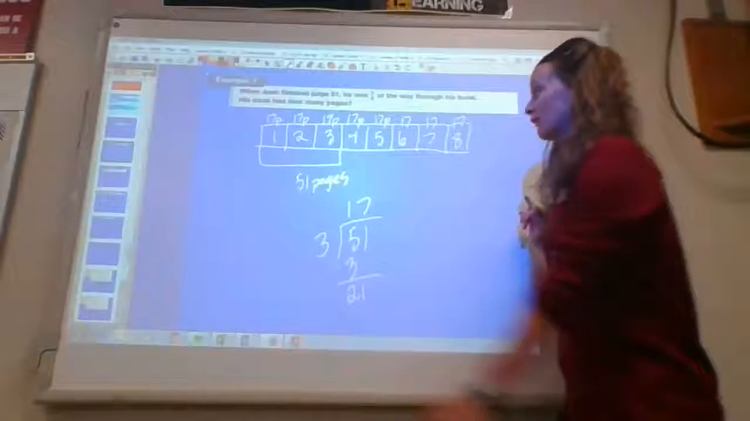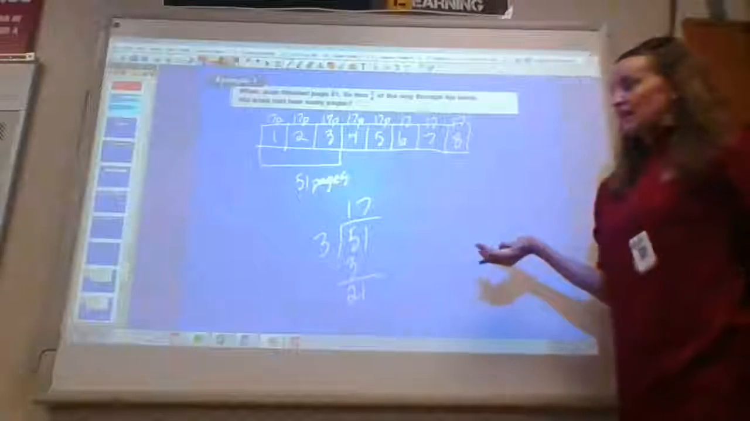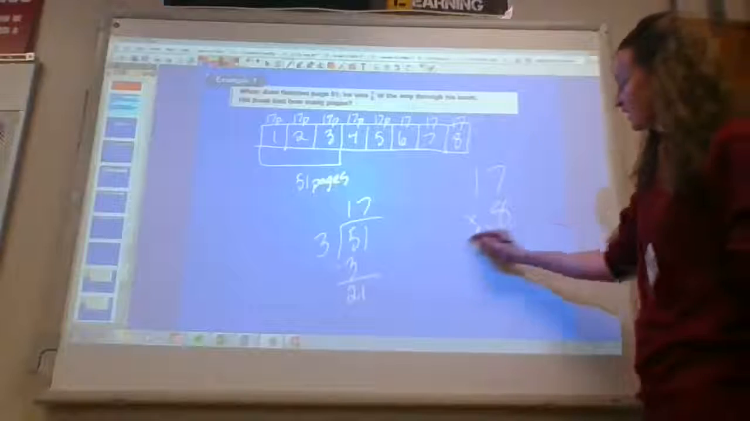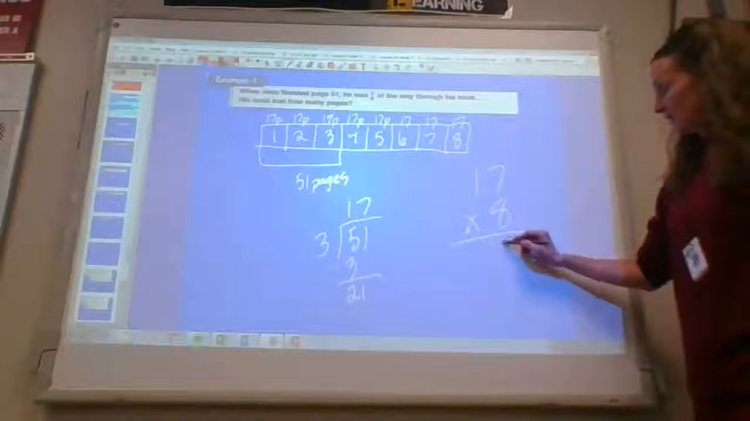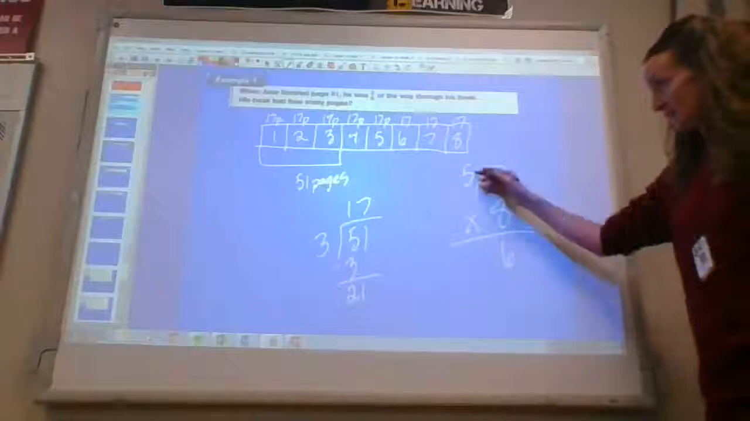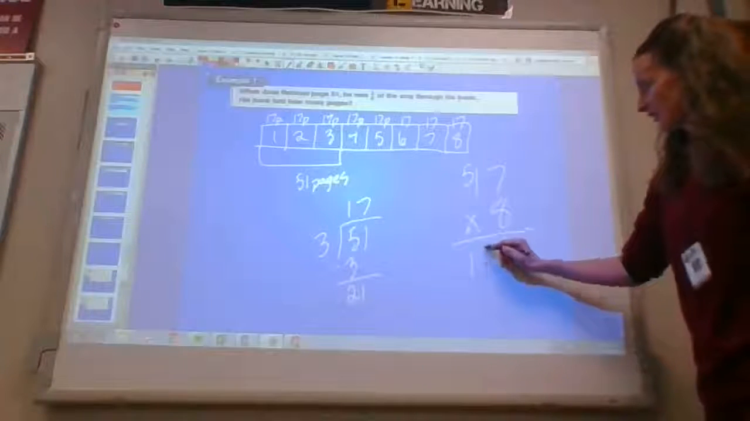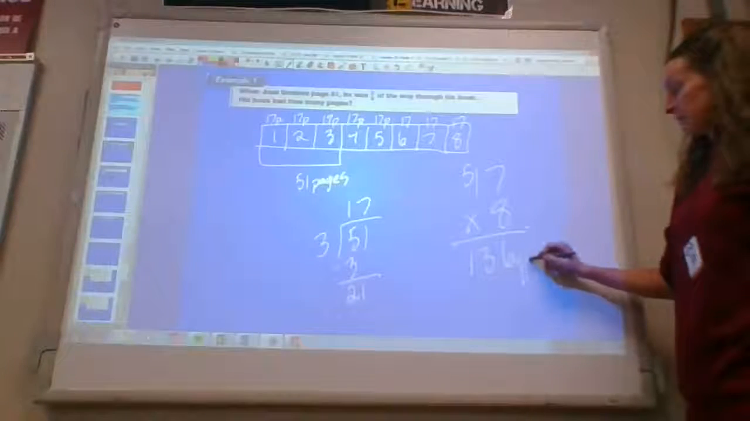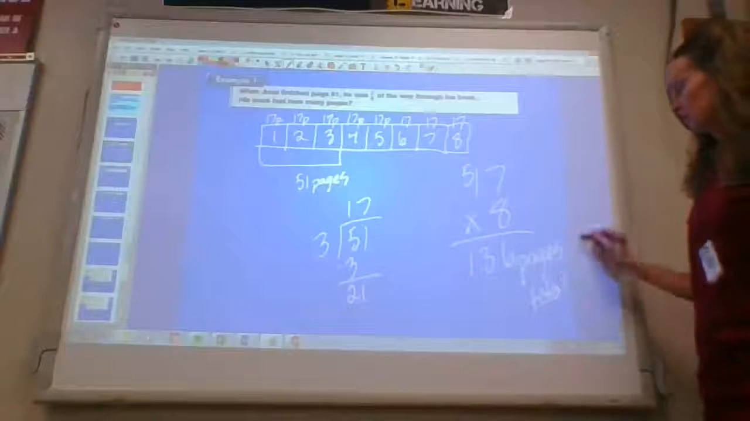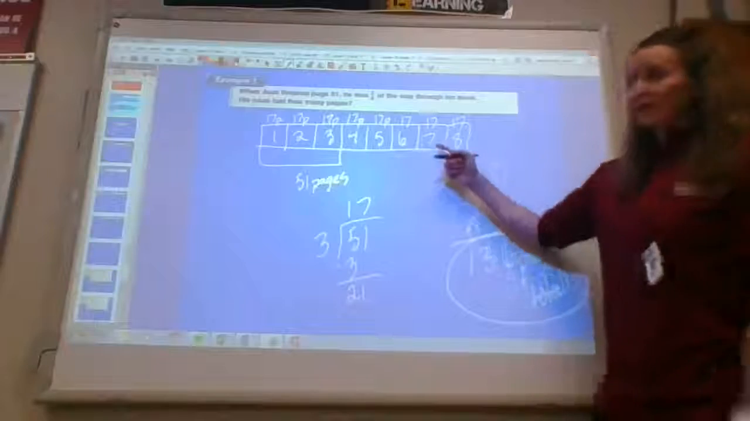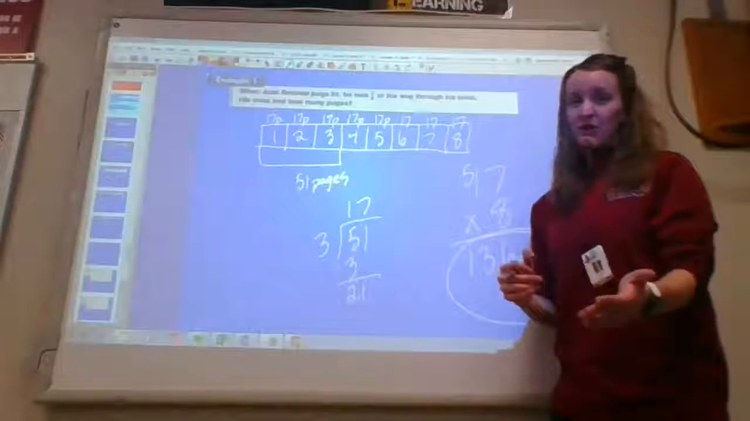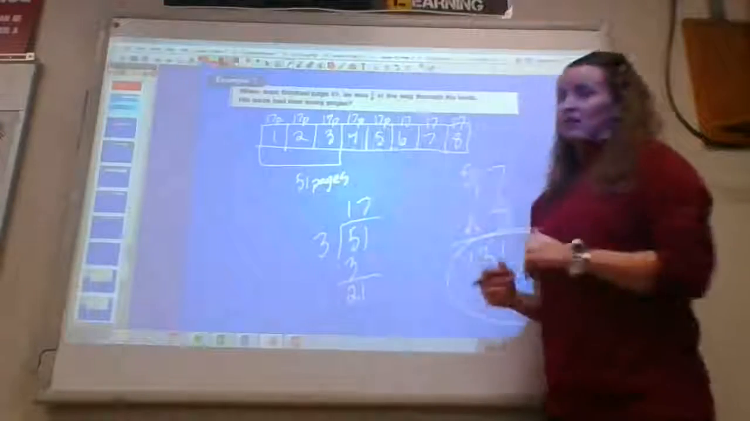But then, if you have to figure out the total, it's just a simple multiplication problem. You take your 17, multiply it by 8, and you get 56. Carry your 5. 1 times 8, 8 plus 5 is going to be 13. So 136 pages, and that's the total. In these kinds of problems, the reason why we set up diagrams is because there's numbers, and because the majority of you are visual learners, it's really nice to be able to see this.